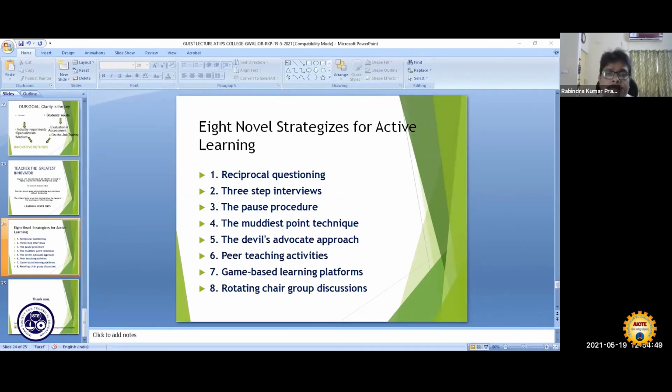Number 5, the devil's advocate approach. The devil's advocate approach asks one or more students to take the opposing side of a predominant argument or point of view being discussed in the classroom. Suppose you have discussed a topic and then you ask a group of students, okay, you are now going to take an unfavorable stand, and another group a favorable one. This unites their minds to engage in more discussion and to find more points.